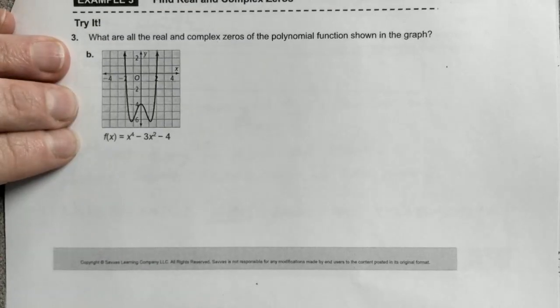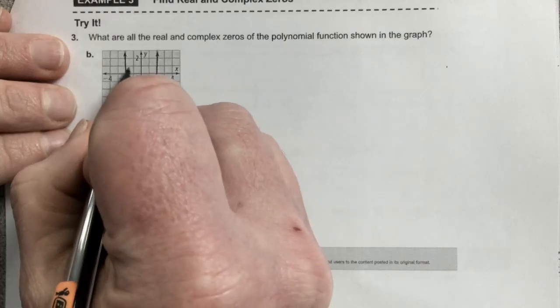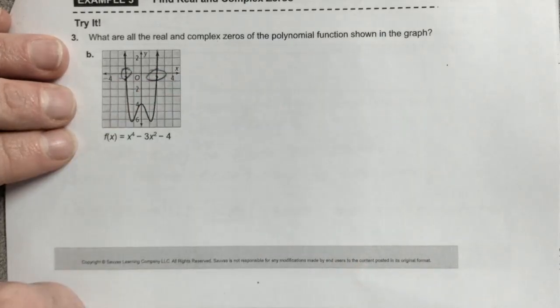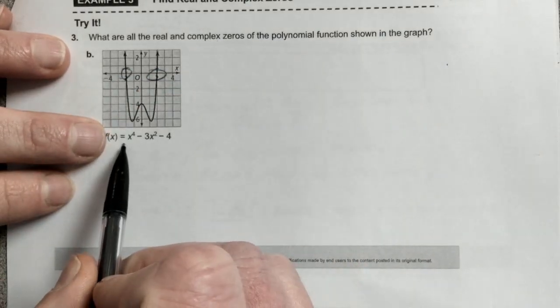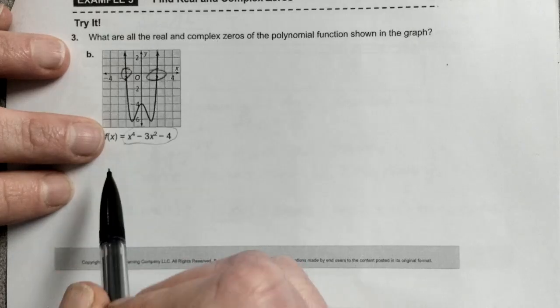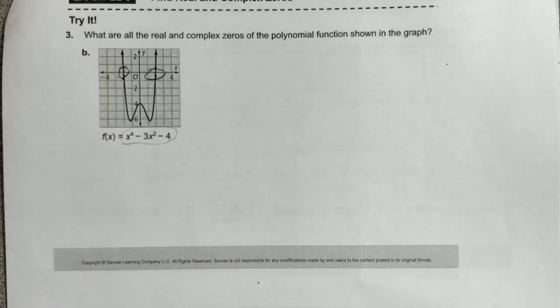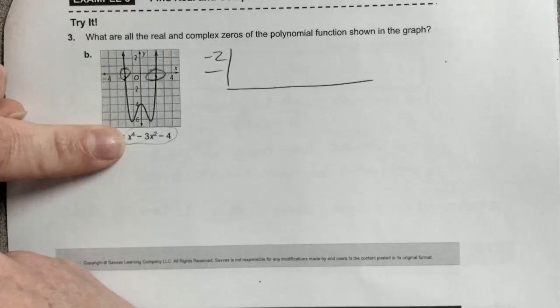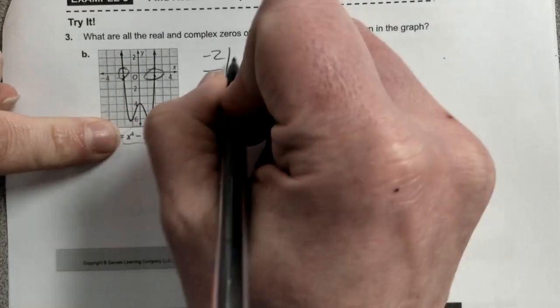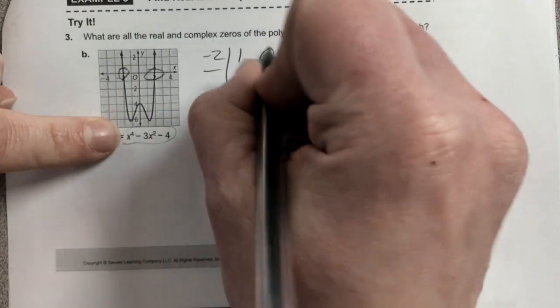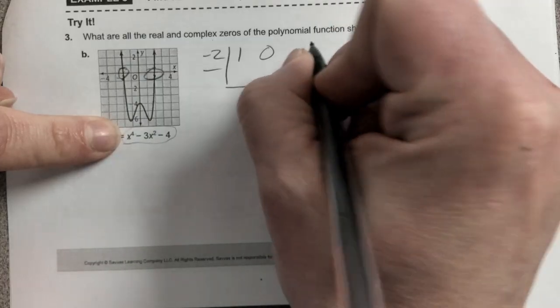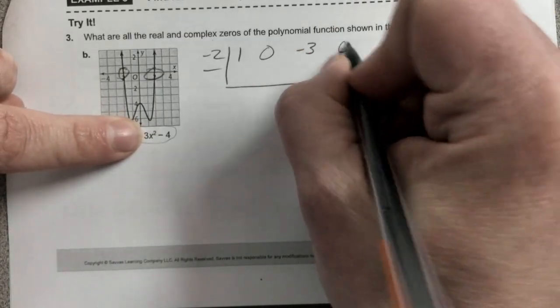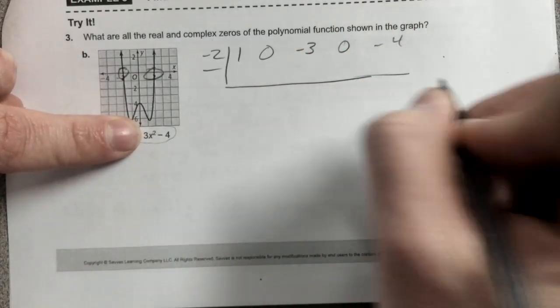Alright, same story here. We have real zeros of negative 2 and positive 2. And my original function here is x to the 4th, so I need to end up with 4 total zeros at the end of this thing. So let's divide these out and see what we get. So negative 2 is going to be my porch number. And now my coefficients. I have 1x to the 4th, I have 0x to the 3rd, negative 3x squared, I have 0 x's and negative 4.